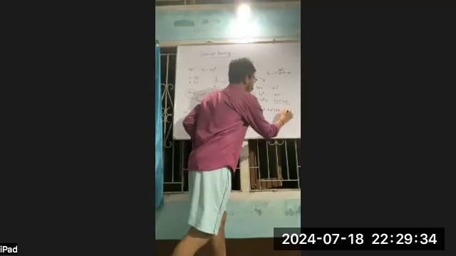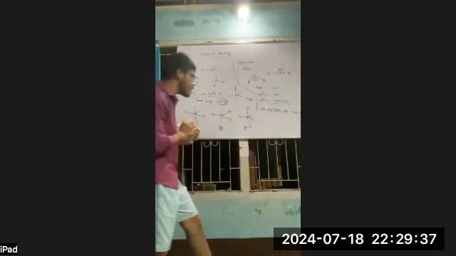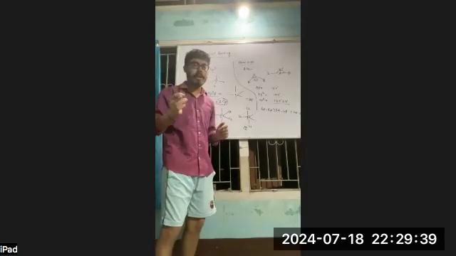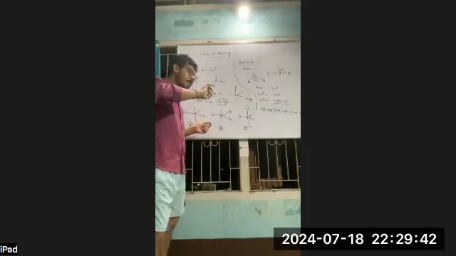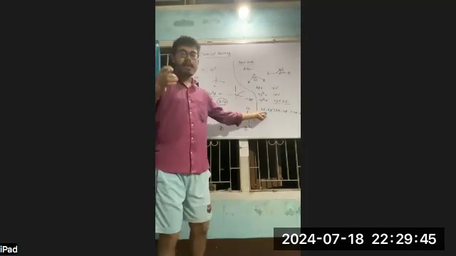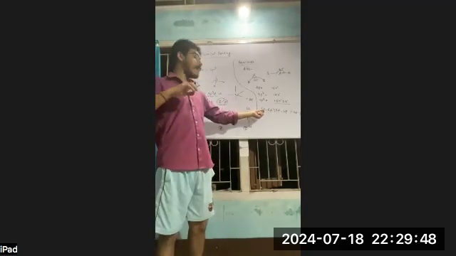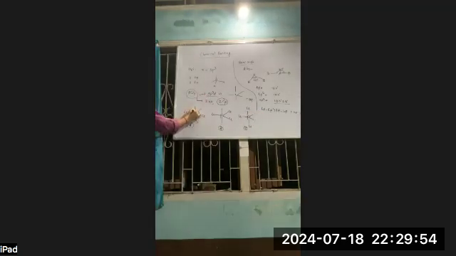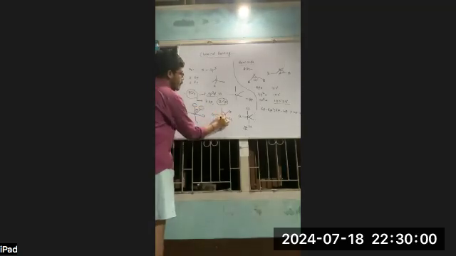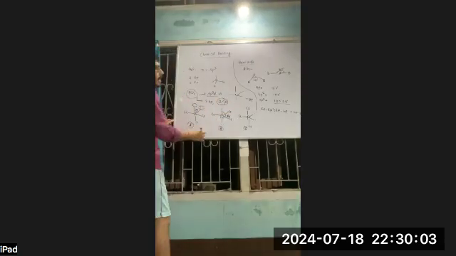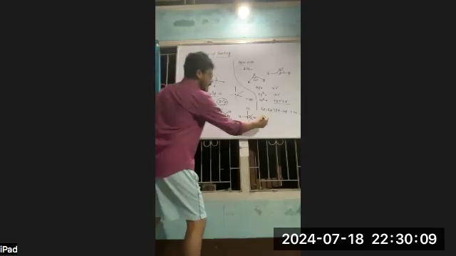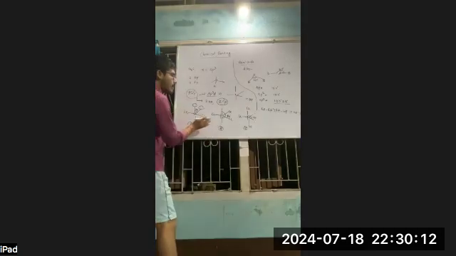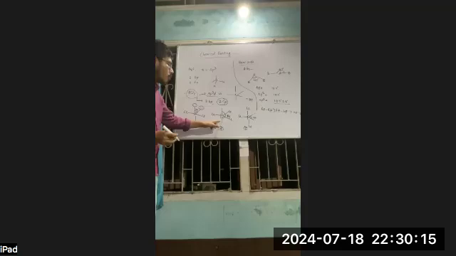If the angle between lone pair and lone pair is more, then the repulsion will be less, and if the angle between lone pair and lone pair is less, then the repulsion will be more, and the structure will be unstable. Here the angle between this lone pair and this lone pair is 90 degrees, here it is 180 degrees, and here it is 120 degrees.